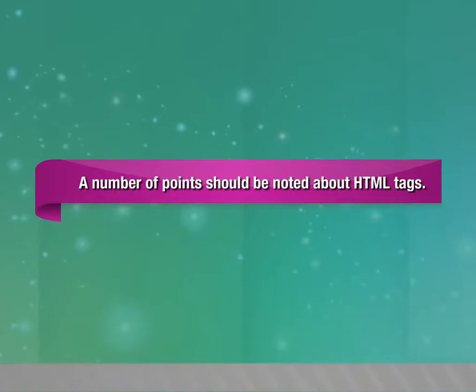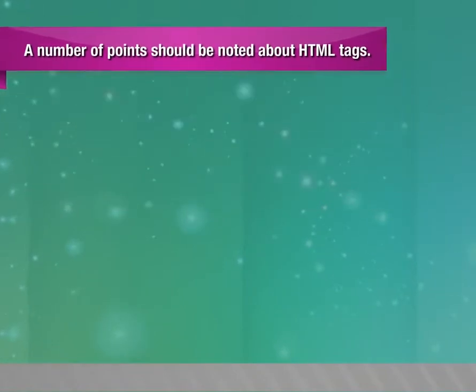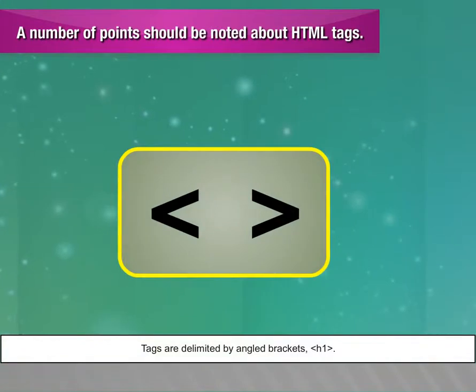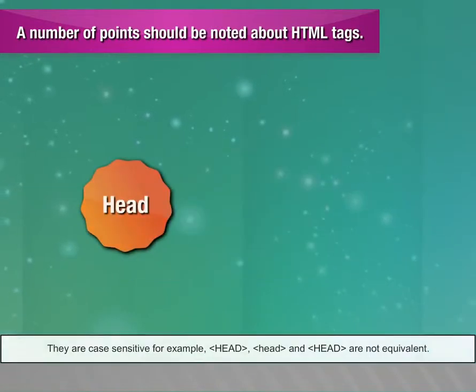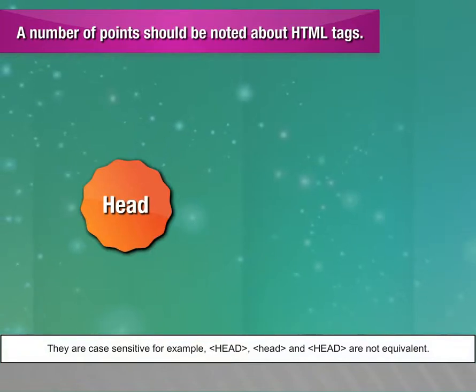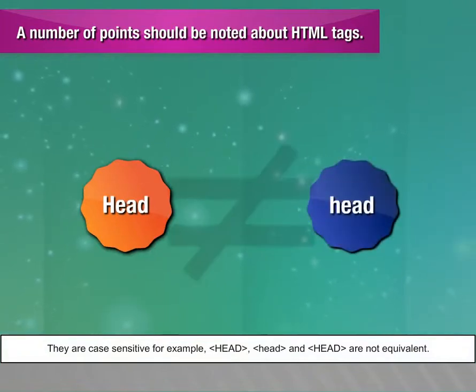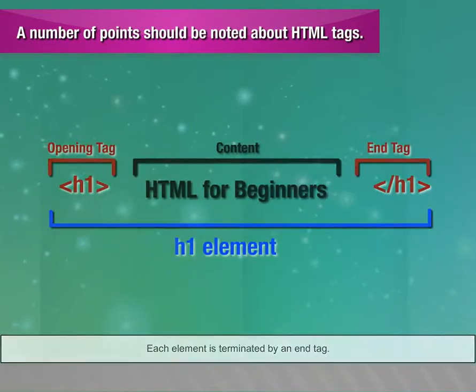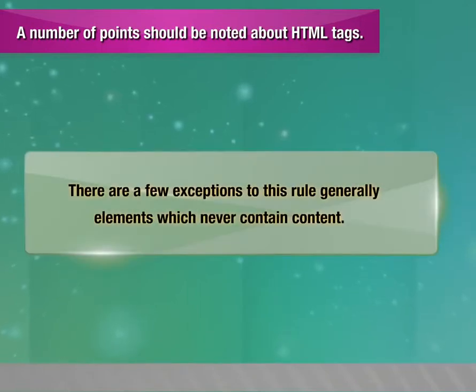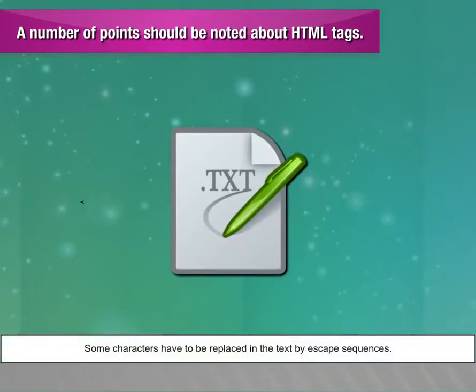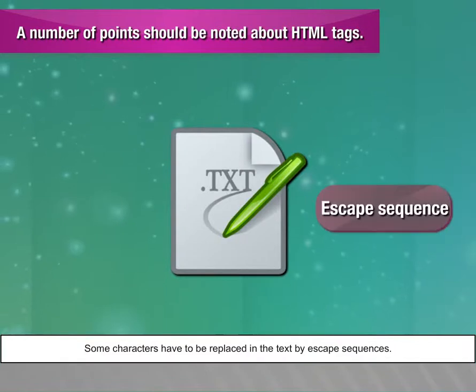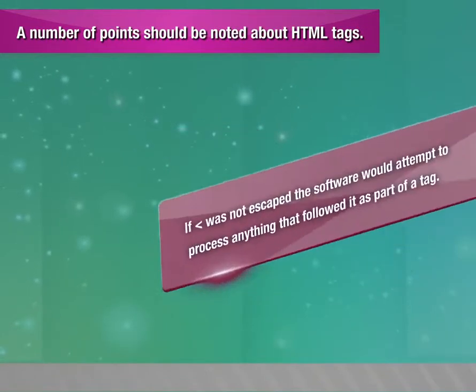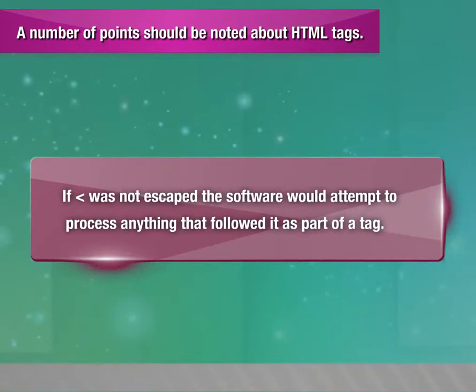A number of points should be noted about HTML tags. Tags are delimited by angle brackets, <h1>. They are case sensitive, for example, <HEAD> in uppercase, <head> in lowercase, and <Head> are not equivalent. Each element is terminated by an end tag. There are a few exceptions to this rule, generally elements which never contain content. Some characters have to be replaced in the text by escape sequences. If an angle bracket was not escaped, the software would attempt to process anything that followed it as a part of a tag.